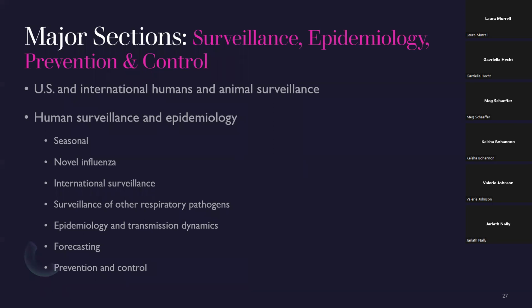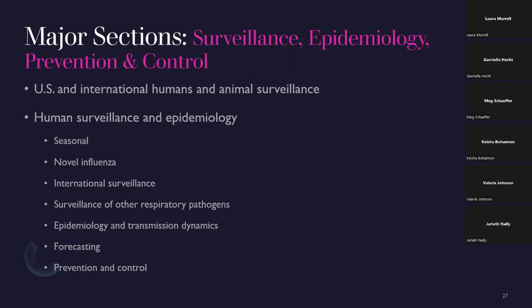The last major section covers surveillance, epidemiology, prevention, and control. There are a multitude of resources throughout this portion of the text. There are US and international surveillance resources and a major section on human surveillance and epidemiology, which covers things like how seasonal influenza is surveyed, how to follow and track and trend the different types of seasonal viruses and how they're affecting people. Novel influenza emergence is reported by CDC FluView.